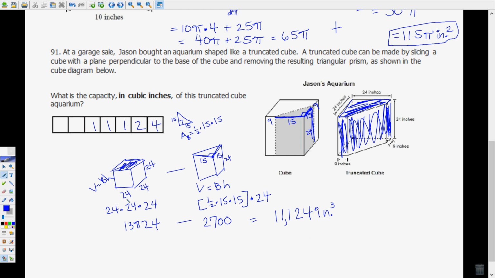I'm going to take a second now to give first period their code word. Their code word is aquarium. How appropriate. First period, your code word is aquarium.